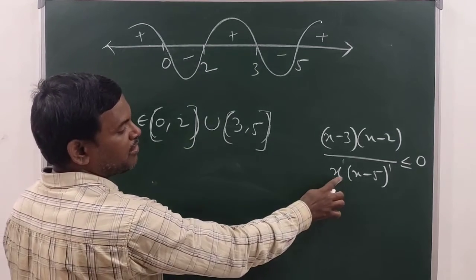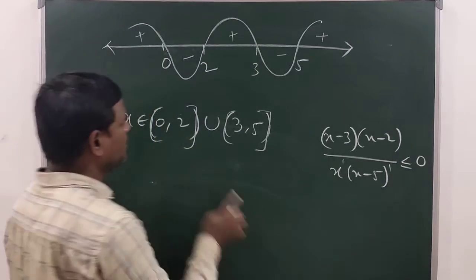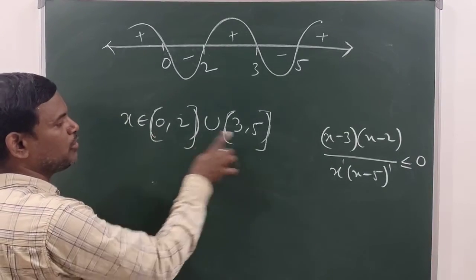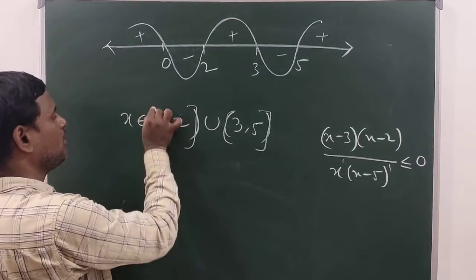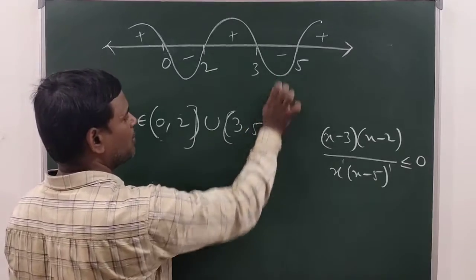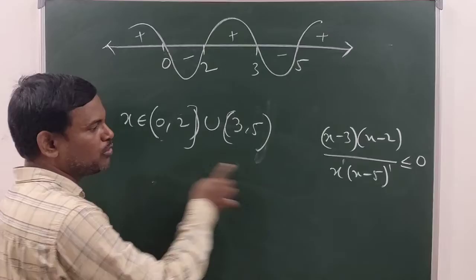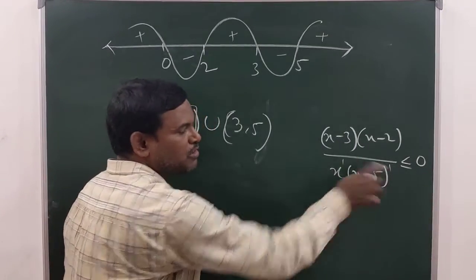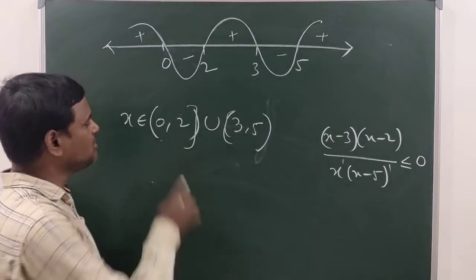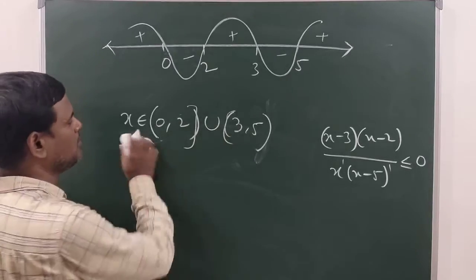Here the critical value of this one is 0 and here 5. 0 and 5 are included. Here 0 included, 5 included. So that here you have to write open, here you have to write open. Open means this 0 and 5 are not included. If it includes, this becomes 0, something by 0 not defined case will arise. Hence, here you have to write open brackets.